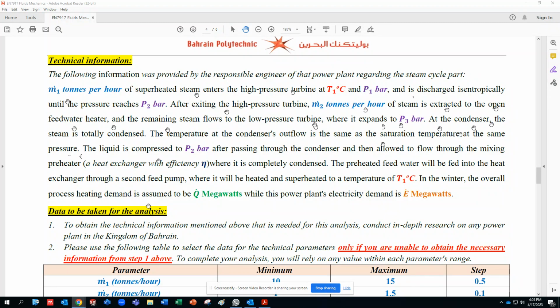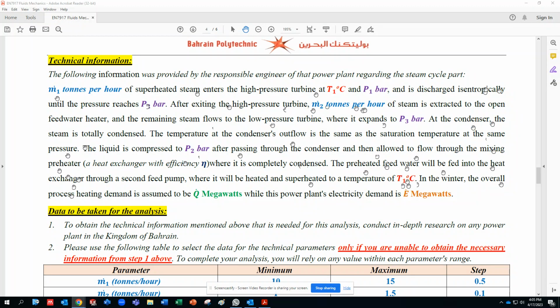The liquid is then compressed to P2 bar after passing through the condenser and then allowed to flow through the mixing preheater, which has an efficiency provided here, where it is completely condensed. The preheated feed water will be fed into the heat exchanger through a second feed pump, where it will be heated and superheated to a temperature of T1 degree centigrade.